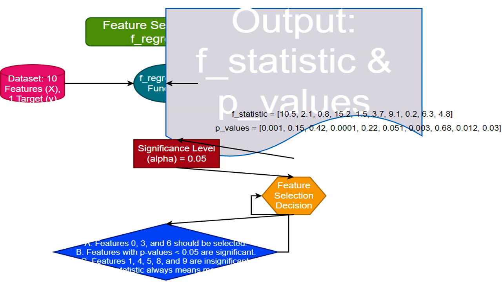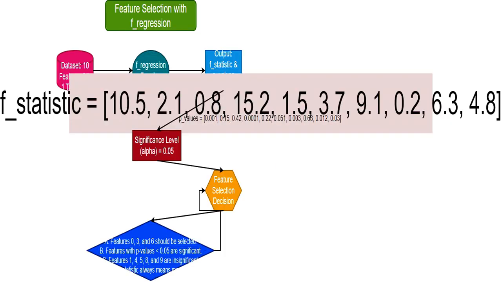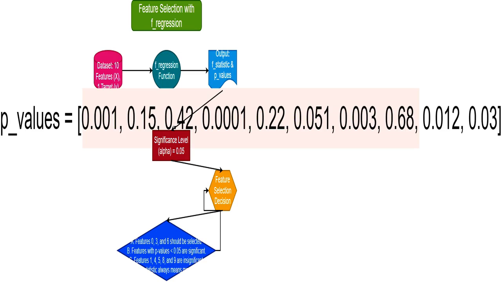This is a list of F statistic values for each of my 10 features. A higher F statistic suggests a stronger relationship with the target variable. This is a list of p-values. Each p-value corresponds to a feature and indicates the probability of observing the obtained F statistic if there was no real relationship between the feature and the target.